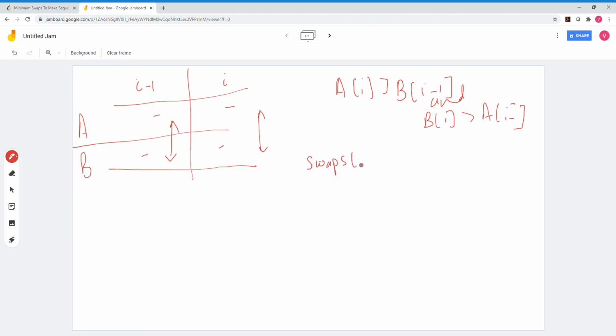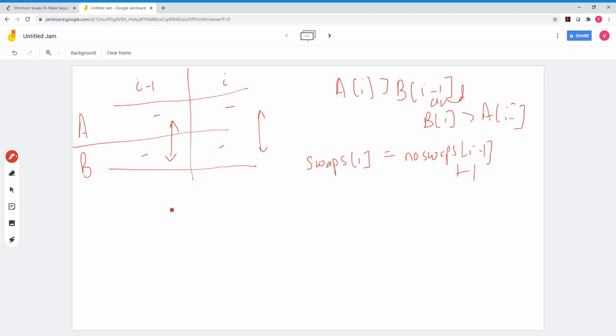So let's say we're calculating swaps of I. Since I'm swapping over here, I need not swap here because of this case. So I can simply say swaps of I is no swaps of I minus 1 plus 1. No swaps of I minus 1 represents the cost to make the arrays increasing until the I minus 1 index with no swap at the I minus 1 index. This plus 1 is for the swap over here.